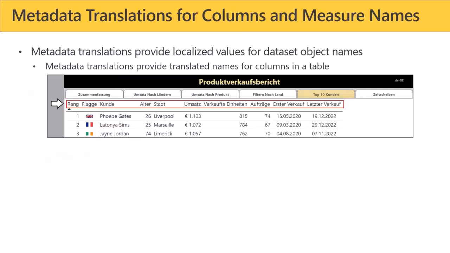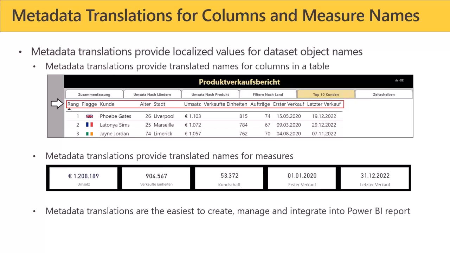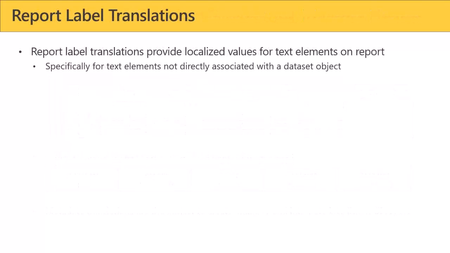So with metadata translations, you're going to add translations for things like the names of columns and measures. And then as the report loads, what's nice is once you get the metadata translations in place, they automatically load in the Power BI service. So there they are showing up in the column headers for a table. If I have card visuals with measure names, they're going to show up inside there. Now we can say that metadata translations, especially with the tools that we're going to look at here, are going to be the easiest ones to create and manage.